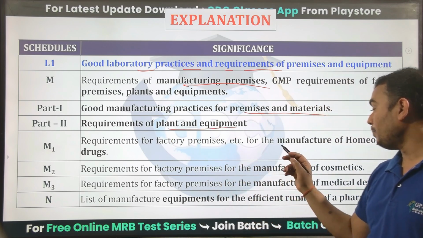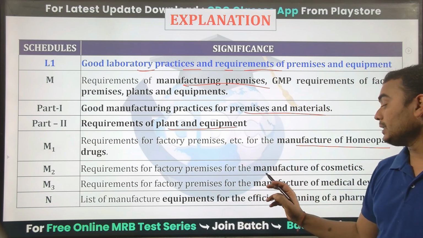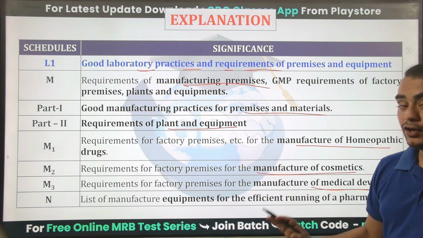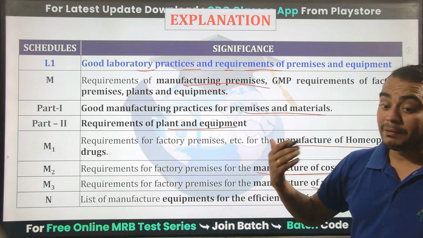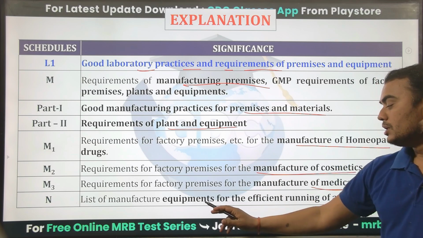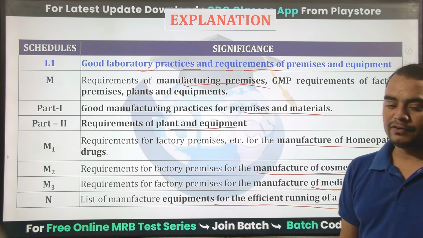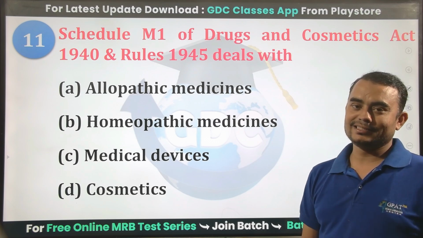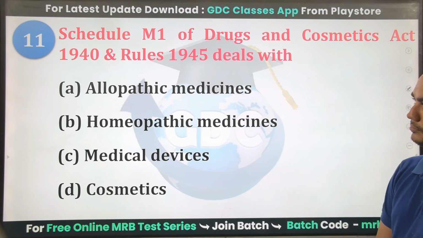M1 is for homeopathic medicine, M2 for cosmetics, M3 for medical devices. N is for the equipment needed for the efficient running of a pharmacy store. These are Schedule N. Remember all the schedules with the tricks.